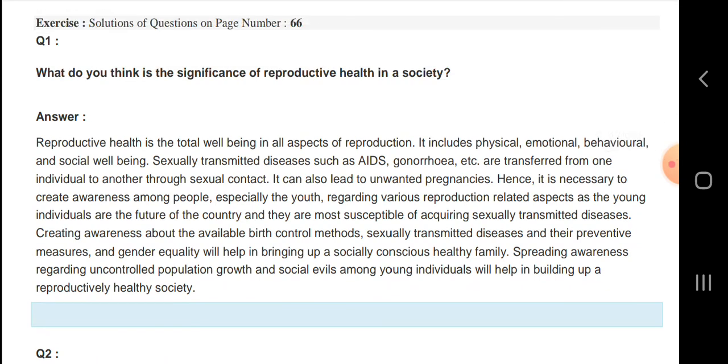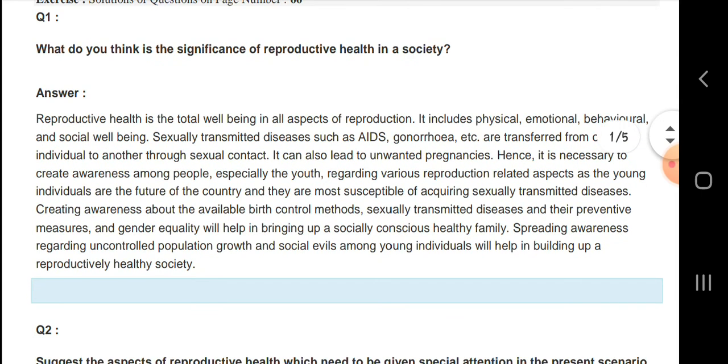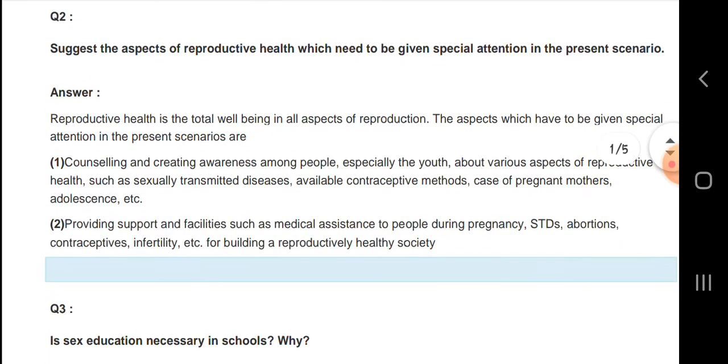What do you think is the significance of reproductive health in a society? Reproductive health is the total well-being in all aspects of reproduction. It includes physical, emotional, behavioral, and social well-being. Sexually transmitted diseases such as AIDS are transmitted from one individual to another through sexual contact, and it can also lead to unwanted pregnancies. Hence, it is necessary to create awareness among the people, especially the youth, regarding various reproduction-related aspects, as the young individuals are the future of the country, and they are more susceptible to acquiring sexually transmitted diseases.